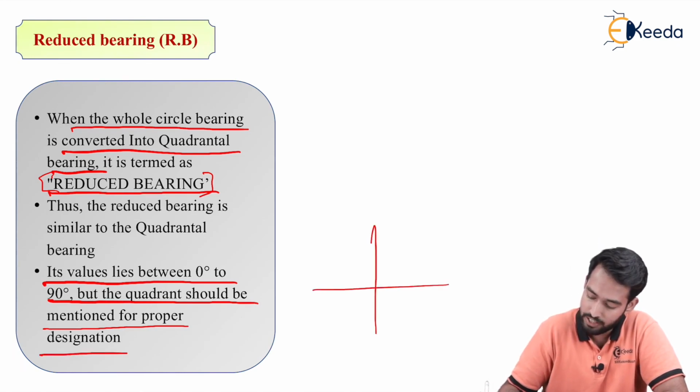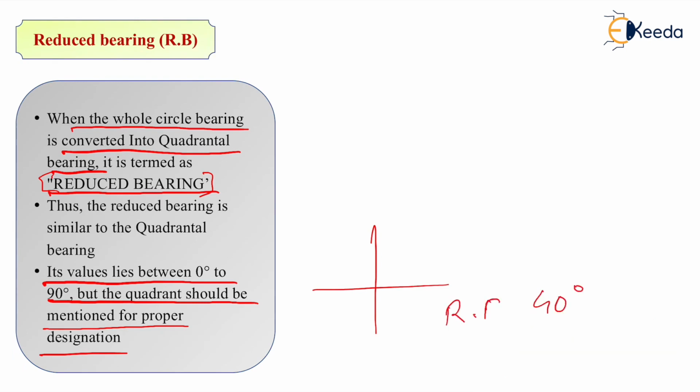If I can give you one example, you have written 40 degree. In reduced bearing I have written 40 degree only. Now as we know, in reduced bearing there are 4 quadrants. So 40 degree in which quadrant? How will you identify?